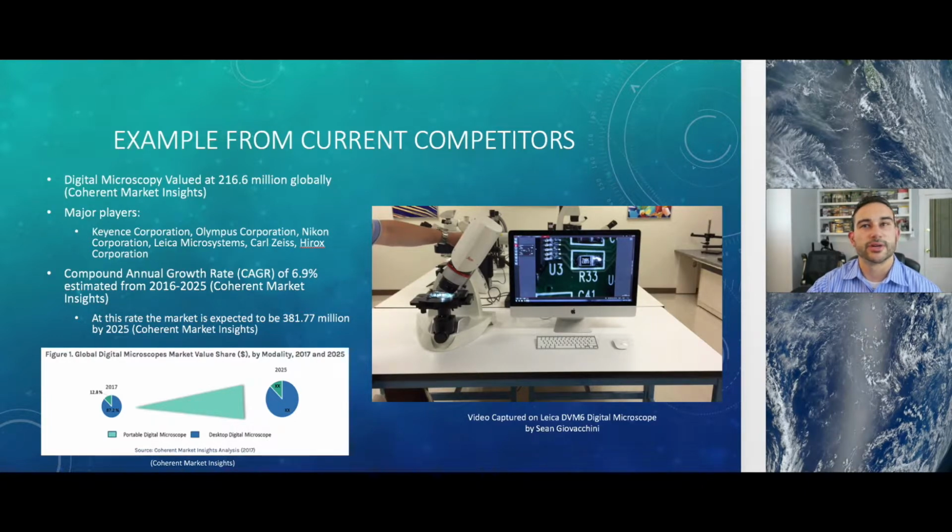Now that we've seen that, let's look at what the major players are and some numbers. The major players in digital microscopy are the Keyence Corporation, Olympus Corporation, Nikon Corporation, Leica Microsystems, Carl Zeiss, and the Hirox Corporation. Digital microscopy globally is on pace to have a compound annual growth rate of nearly 7%, meaning the market will grow from roughly 216 million today to over 380 million by 2025. These numbers come directly from Coherent Market Insights studies, and I would like to dive a little deeper and look at some blanket numbers from our own organization to compare and contrast.